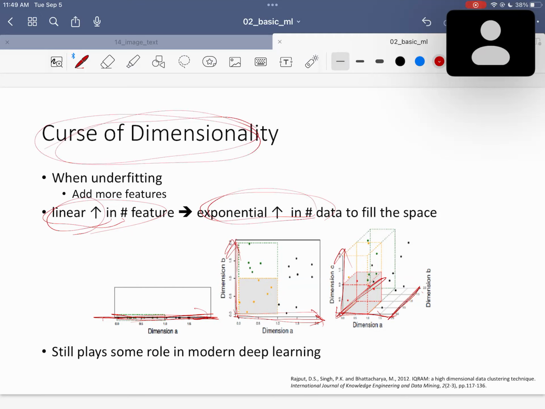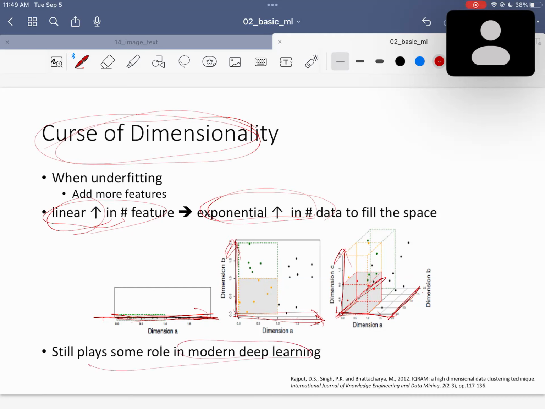But again, in modern deep learning, nobody really cares about this kind of thing, because if we're dealing with language, then the dimensionality is just infinite. Yeah, it still plays some role in modern deep learning. We'll get to that later.